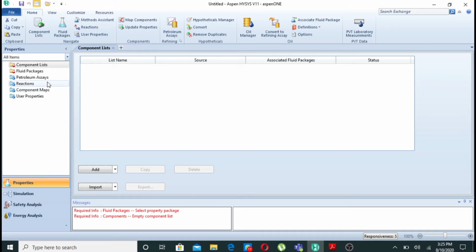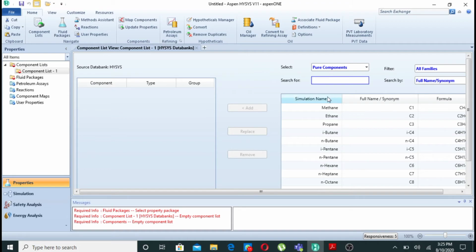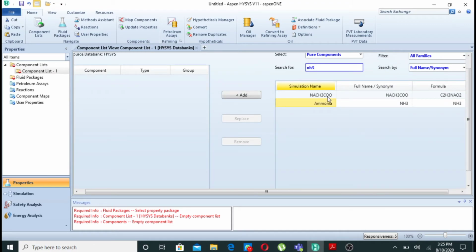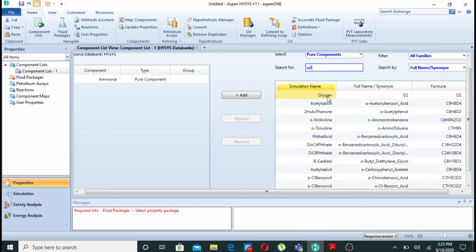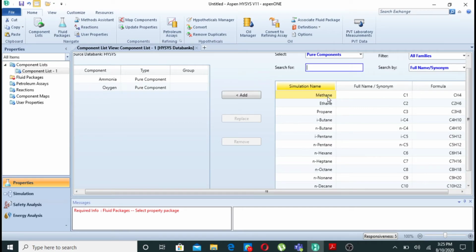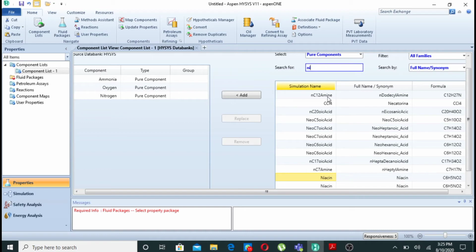First of all, we will go to the component list and add. Here we will add ammonia, which is our reactant, and the other reactant, oxygen O2. And as burning is happening, we will use air. When we take air, nitrogen will surely be present in it, so we will add nitrogen also. Now our products after the reaction will be nitrous oxide, so we will add that also.